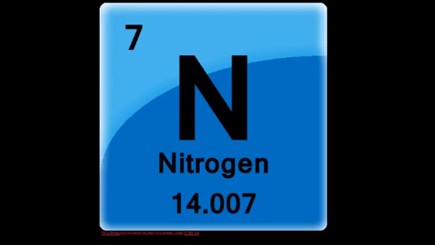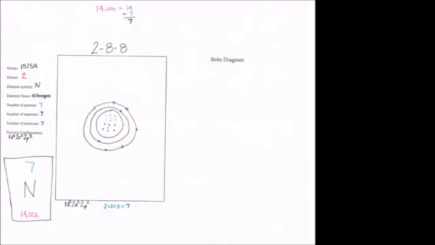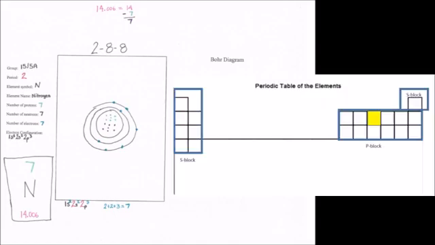Okay, our next element in the periodic table is going to be nitrogen. We take a look at nitrogen. Nitrogen is now going to be in group 15 or 5A. It is in period 2. The element symbol is just a capital N. There are going to be 7 protons. Let's take a look at our atomic mass. Our atomic mass is just 14.006. So we're going to round that to 14.